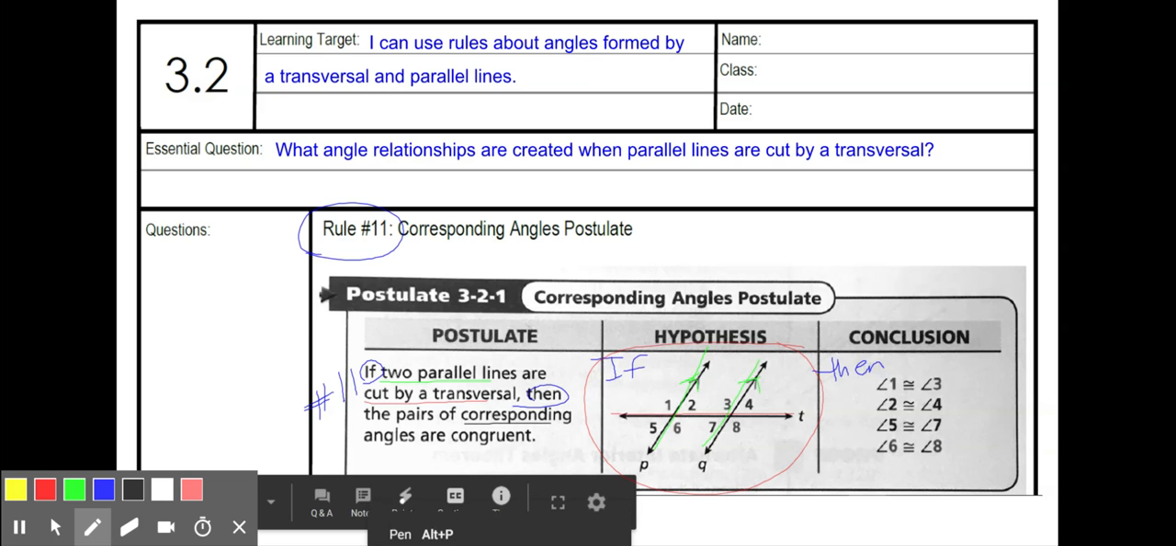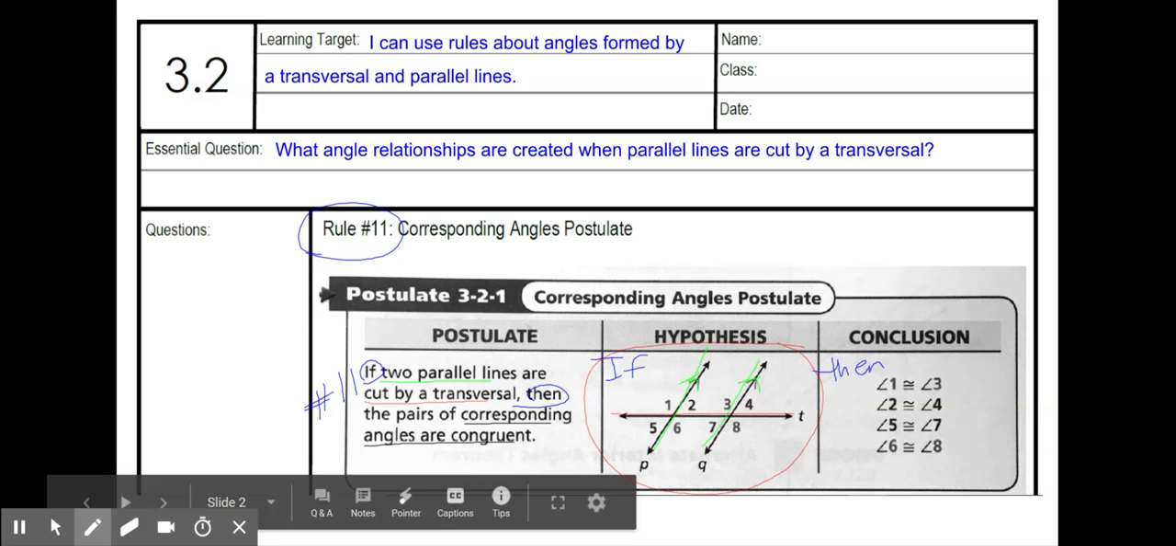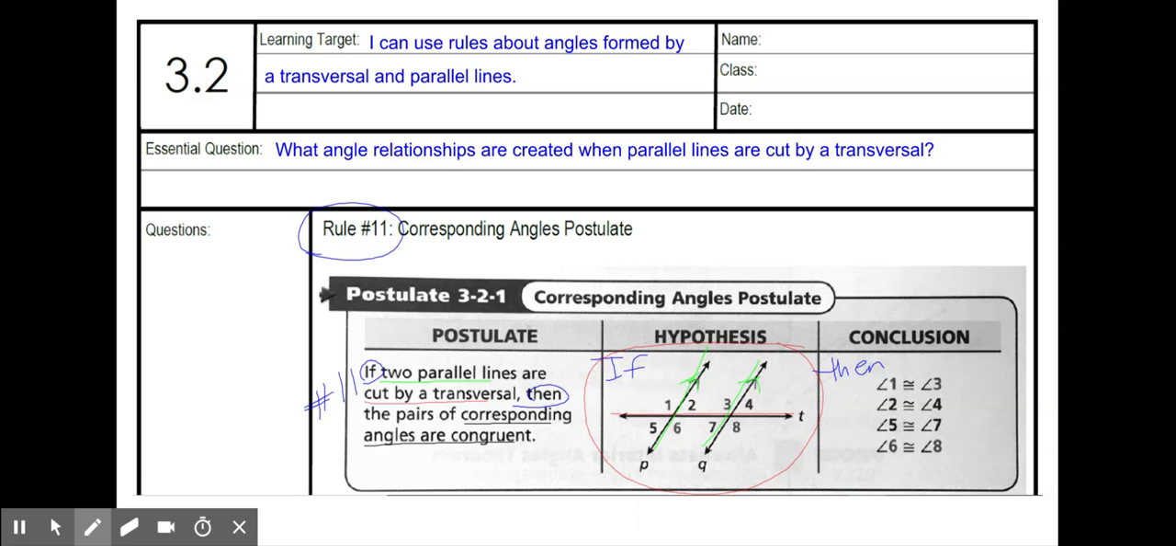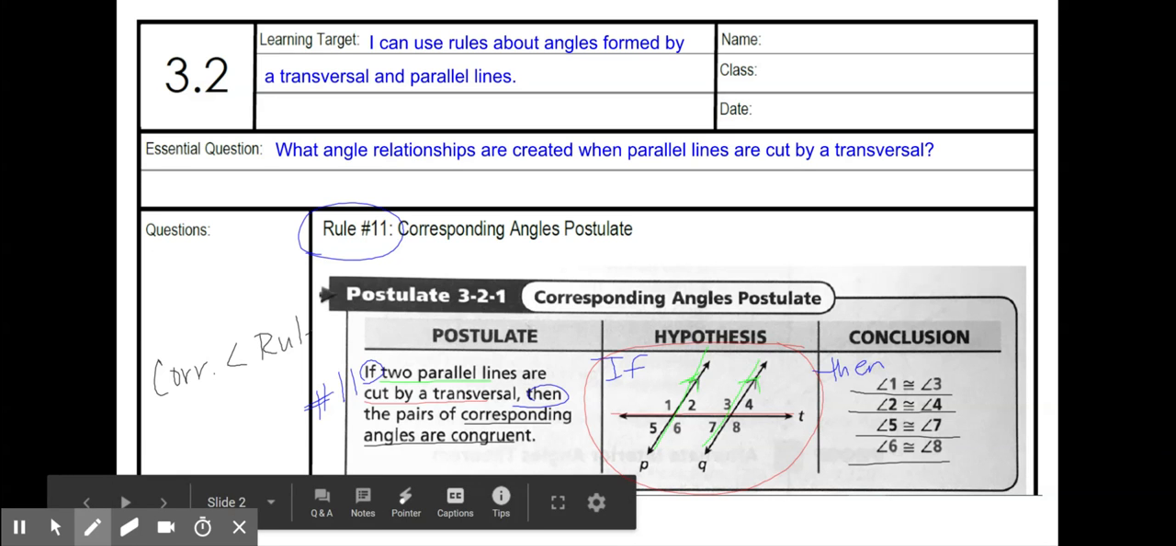Then our corresponding angles are congruent. So angle 1 is going to be congruent with angle 3. Angle 2 is going to be congruent with angle 4. Angle 5 is going to be congruent with angle 7. And angle 6 is congruent with angle 8. So our matching corner angles are congruent. Remember, we can abbreviate corresponding angle rule. They are congruent.